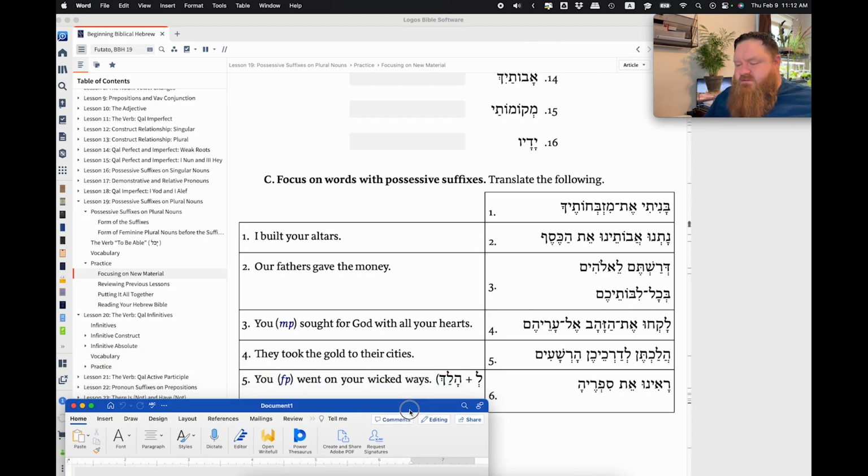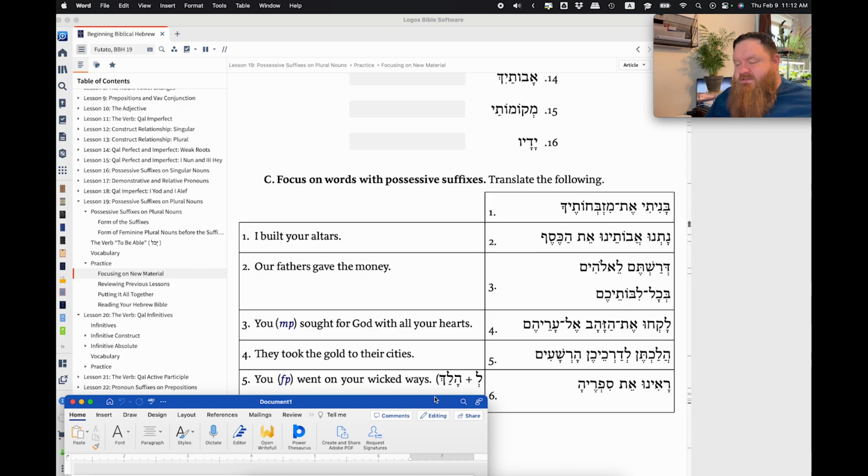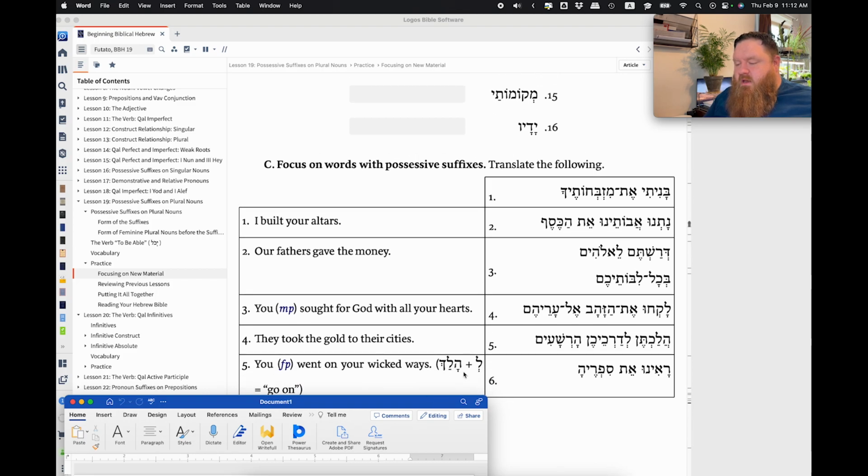So let's see what Futato says. You went on your wicked ways. And then he notes that halach, this is confusing because it's backwards. Halach plus the lamed preposition equals the idea of to go on. So you went on your wicked ways. Again, I'm not sure what that means. Like, is he suggesting that ways here is the more literal idea of a path?